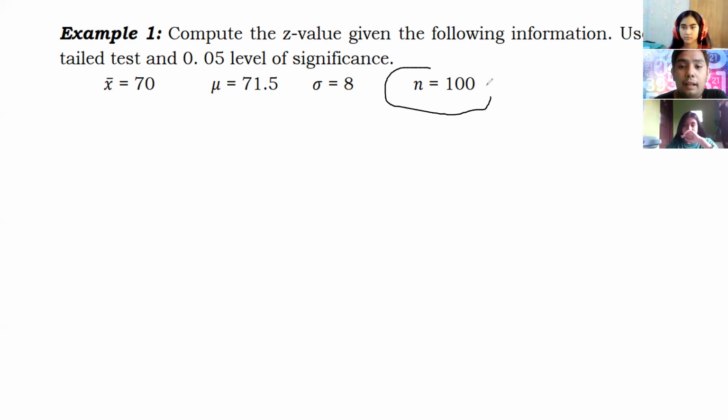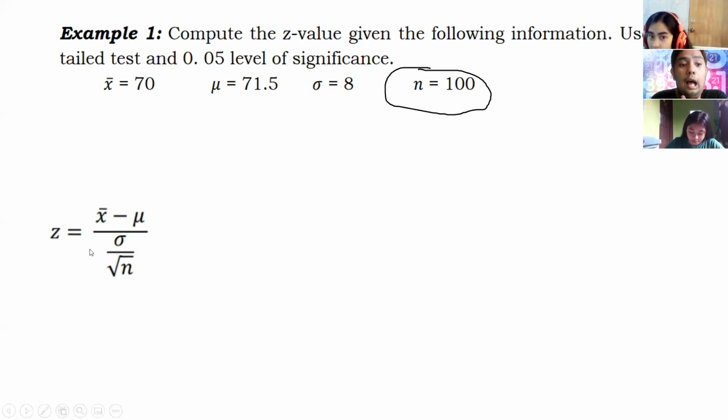Since the given is n equals 100, what is the formula natin? Our formula is z equals sample mean minus the population mean, all over the standard deviation over the square root of the number of sample. Okay? Isa-isahin natin yan.